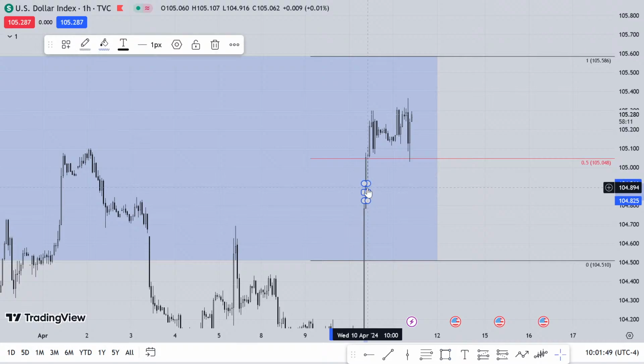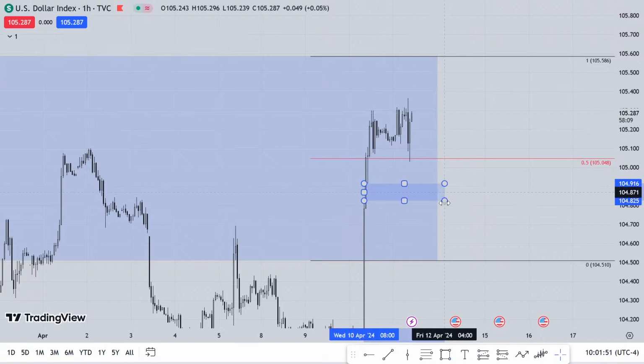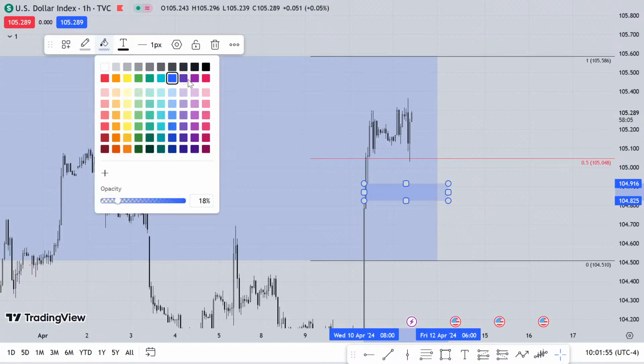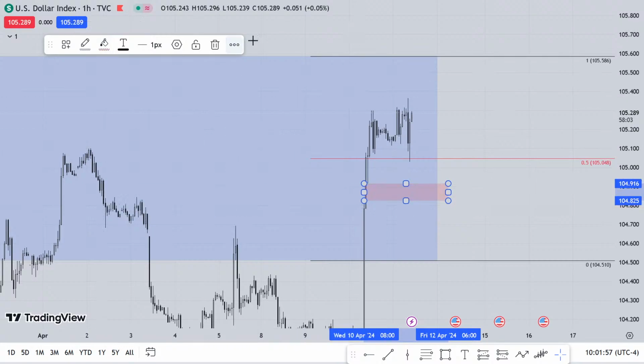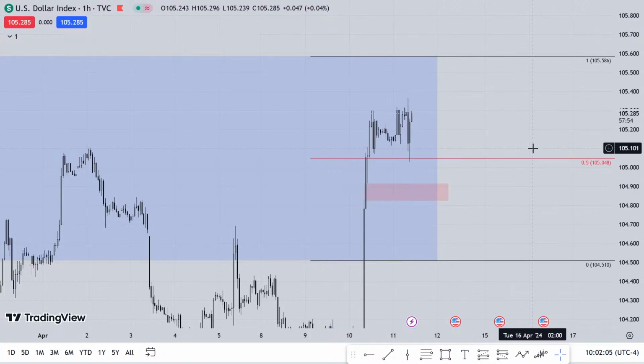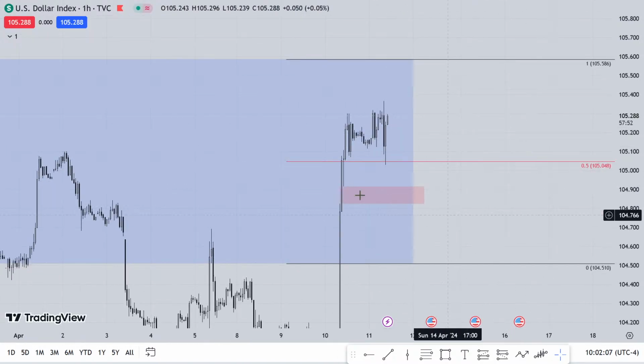Favorable gap on a discount from this daily favorable gap. Yeah, this BISI. This is favorable gap in a discount. So for the SIBI, this is the premium price range and this is discount price range.